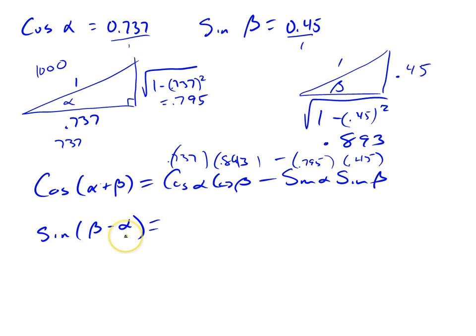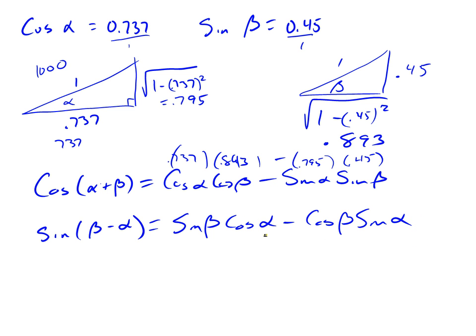Likewise down here for the sine of beta minus alpha, this would be sine beta, sine alpha, no, it isn't, cosine alpha minus cosine beta, sine alpha. Right, I'm going sine of the first, cosine of the second, cosine of the first, sine of the second, and the minus here is a minus there.